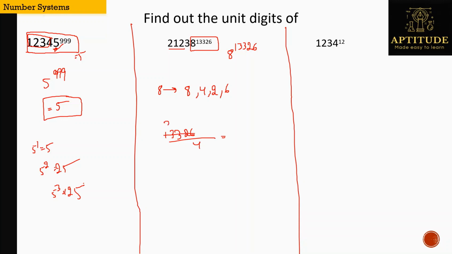So it will be 4 3s are 12, and once again 4 3s are 12, 4 3s are 12, 4 1s are 4. So the remainder is 2. If I am getting remainder 2, it means the second digit in the power cycle. For remainder 2, I should consider the second digit in the power cycle, which means the unit digit of this value will be 4.